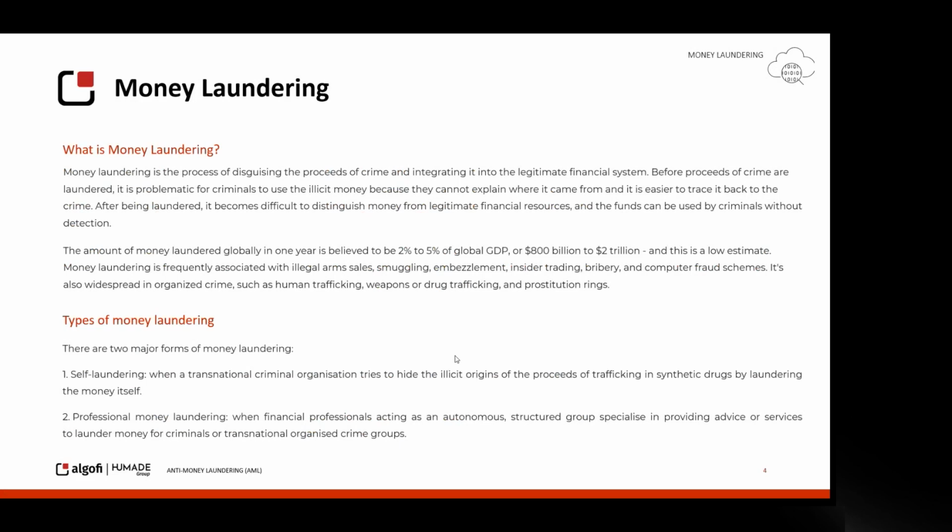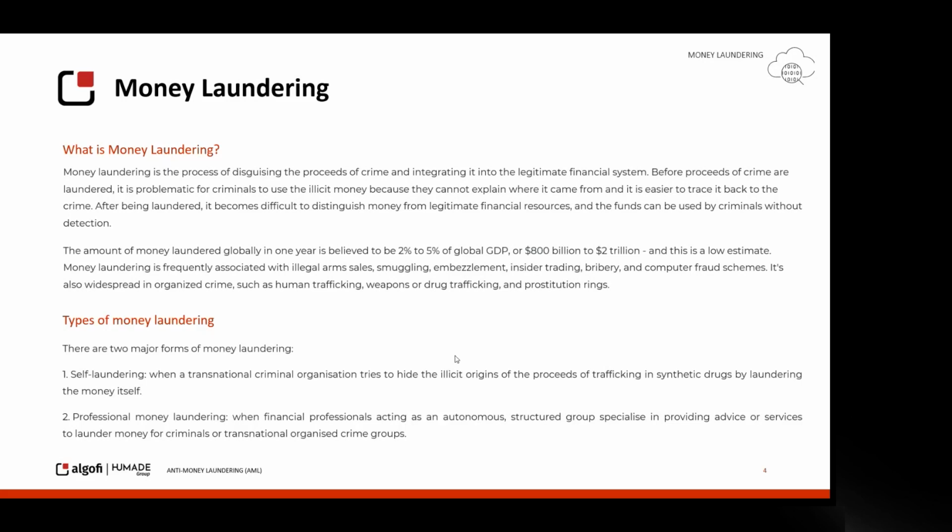After being laundered, it becomes difficult to distinguish the money from legitimate financial resources, and the funds can be used by the criminals without detection. The amount of money laundered globally in one year is believed to be between 2 and 5 percent of the global GDP, so between 800 billion and 2 trillion dollars. And this is a low estimate, since it's pretty difficult to properly estimate the amount of money laundered.